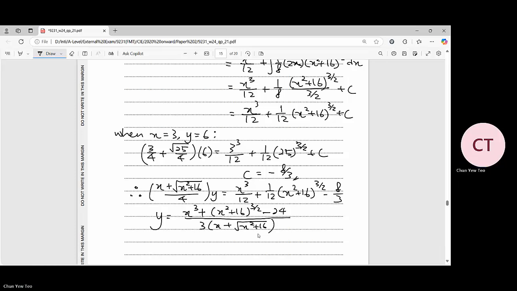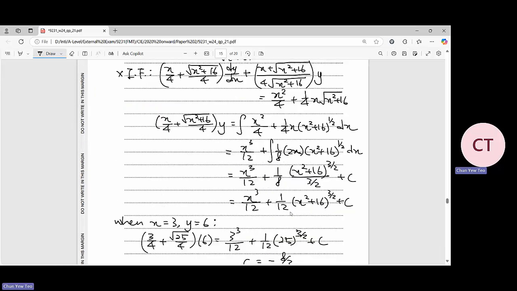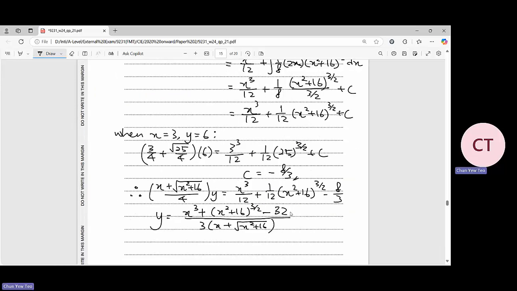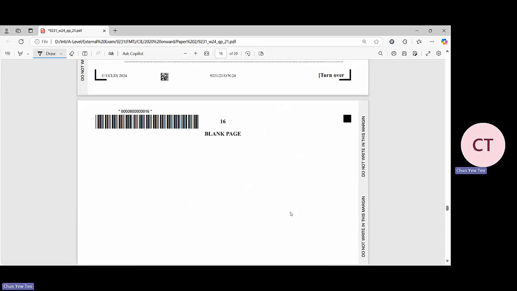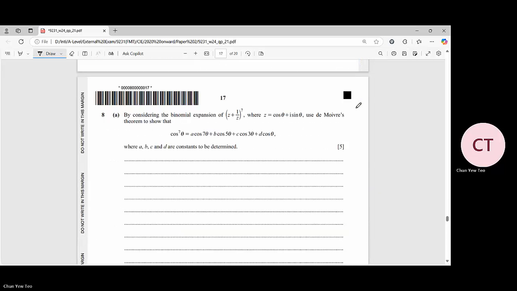Okay, so not 34, sorry, I made a mistake. This one is 32. Yeah, that's it. So this will be the answer for question number 7B. Moving on, we have question number 8.